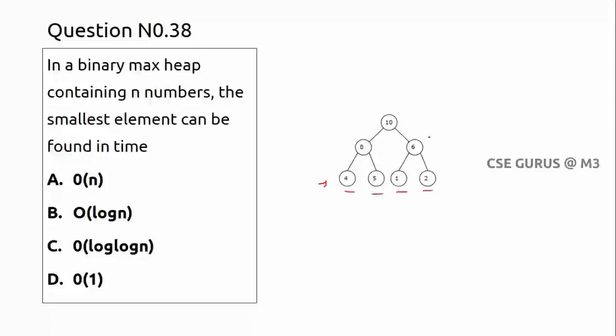For example here, what is the smallest element? 1. It is a leaf node, right? So in which time can you find the smallest element? Can you get it directly? We need to traverse from the root to the leaves; always you need to check in leaves. In the worst case, if it is at the last position, you have to compare all the n elements. So you can get it in big O of n time. So the answer is option A.